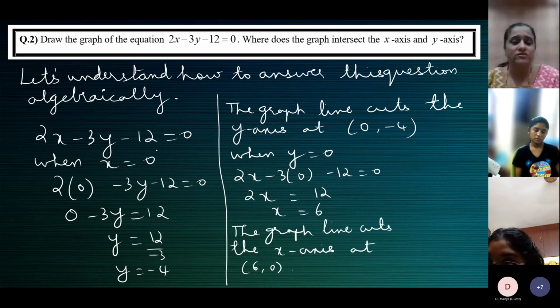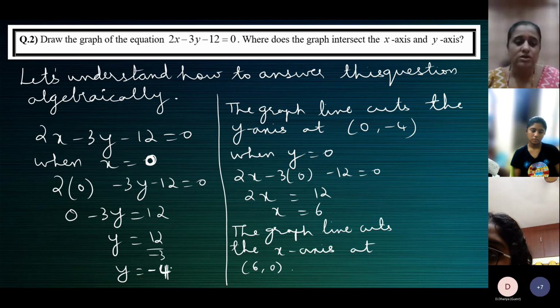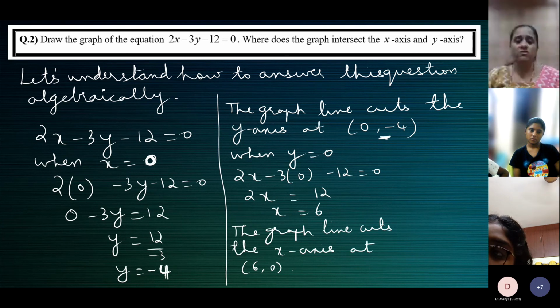So when x is 0, what's the value of y? See your screen. When x is 0, y is -4. So how do you write the ordered pair? X coordinate, then y coordinate: x value and then the y value. So it is 0, -4, not -4, 0. X value and then the y value. 0, -4 meaning where will it be? Just imagine where you will plot 0, -4. On the y-axis, no? On the y-axis below 0. So the graph line cuts the y-axis at 0, -4.